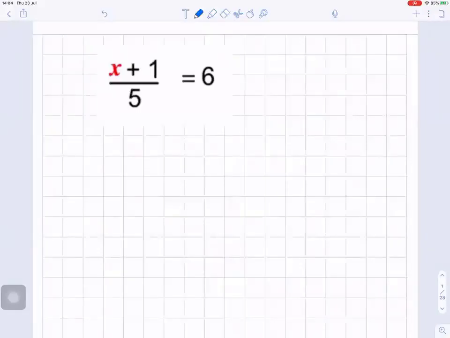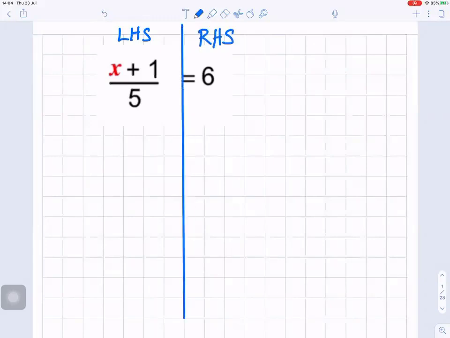On the left hand side, you have a fraction, and on the right hand side, you have a number. So whatever you do to the left hand side, you do the same to the right hand side. The aim is to get x to be on its own. When x is on its own, you solve the equation.